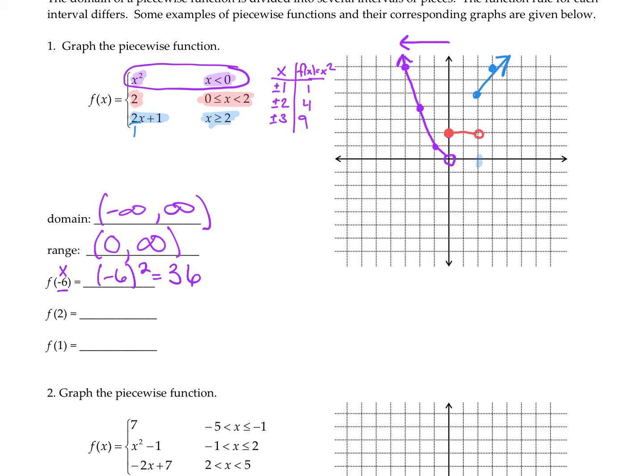For x is 2, that would fall into this last function when x is greater than or equal to 2. So I do 2 times 2 plus 1. So my answer would be 5. And then when x is 1, that would fall into this middle function because 1 is between 0 and 2, so my answer would just be 2.